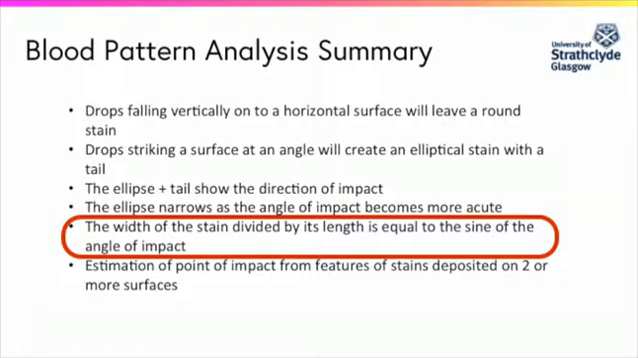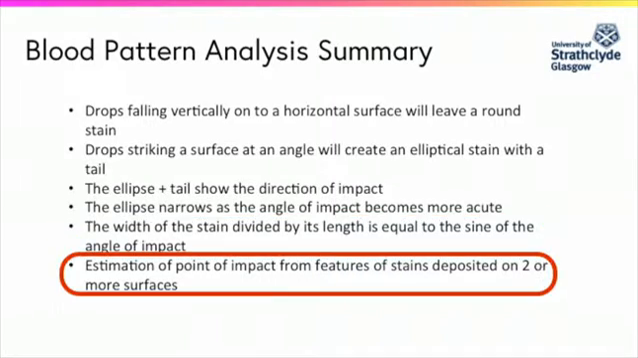The angle can be calculated by dividing the width of the stain by its length, excluding the tail, which gives the sine of the angle of impact. This information can be used to estimate the position of the point of impact. If the stains impact on two or more surfaces that are in different planes to each other, the point of impact can be estimated from the point of convergence of strings in 3 dimensions.